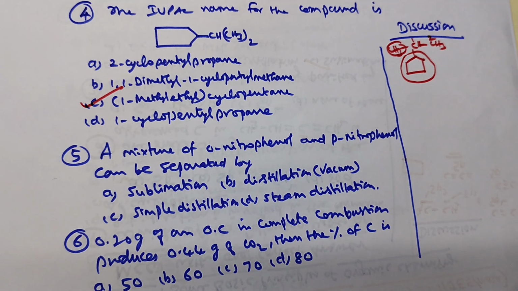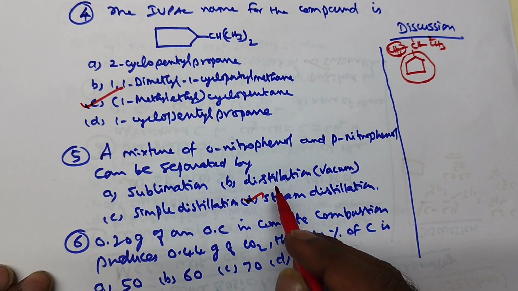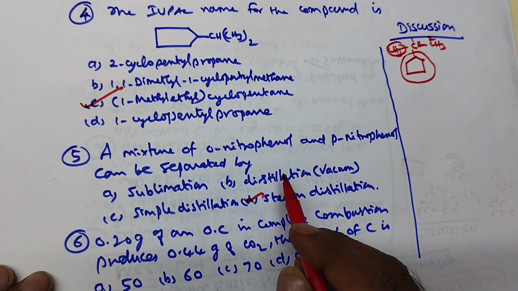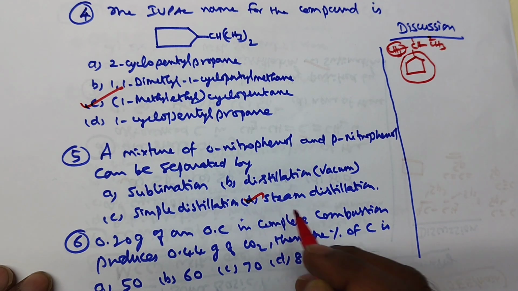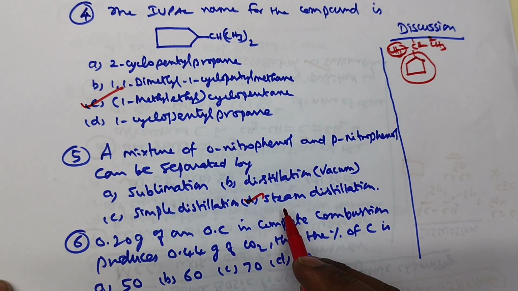The other one is steam distillation. Orthonitrophenol and paranitrophenol can be separated by steam distillation, because paranitrophenol is involved in intermolecular hydrogen bonding, whereas orthonitrophenol has intramolecular hydrogen bonding, which is steam volatile in nature. Therefore these two compounds can be separated by steam distillation.